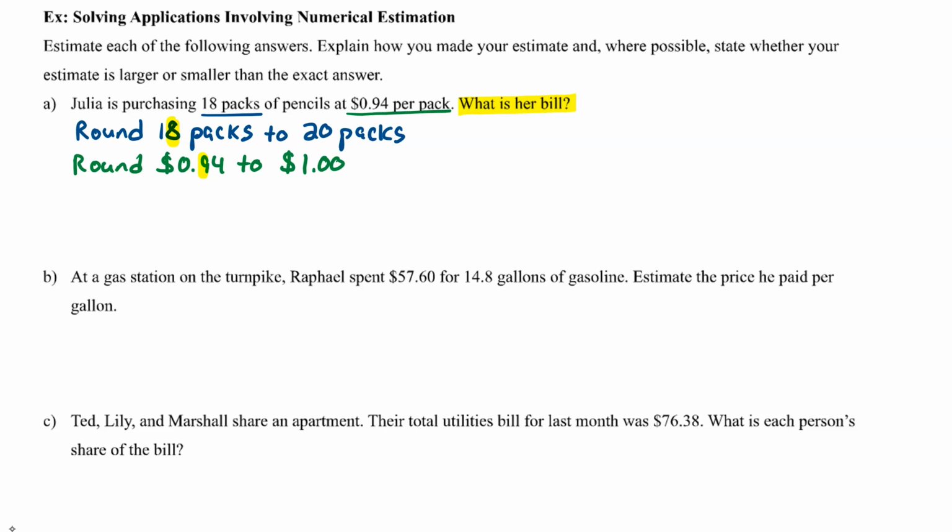So then we can take both of those values and set them up with multiplication. So we have 20 times $1 is going to be $20. So that would be our estimate. However, since we rounded both of those values up, this estimate is going to be larger than the exact answer.